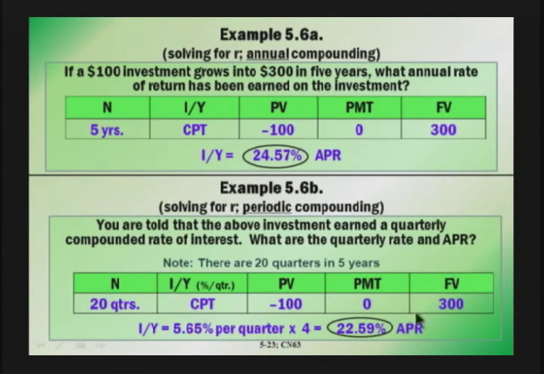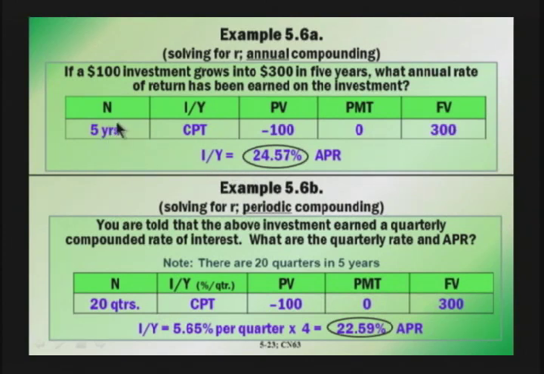So second clear TVM will clear your calculator. 20 N, minus 100 PV, plus 300 FV. When you compute the IY, you'll get 5.65%. That is percent per quarter because you put in the number of quarters as the N. The computed IY will be the rate per quarter, multiply by 4 to get your APR of 22.59%.